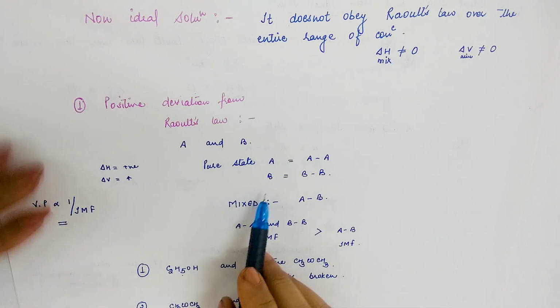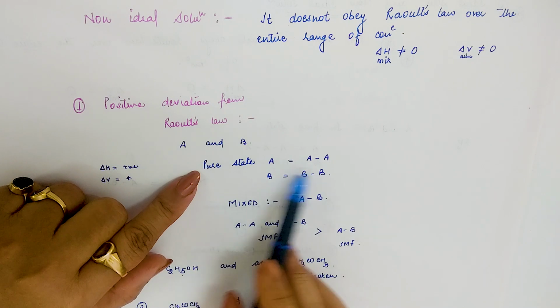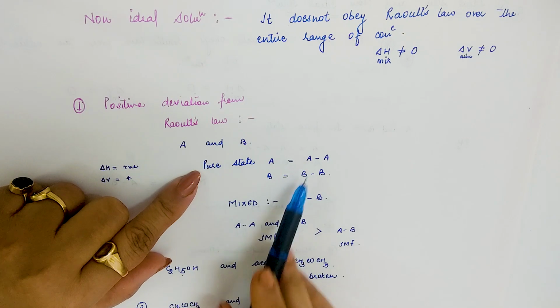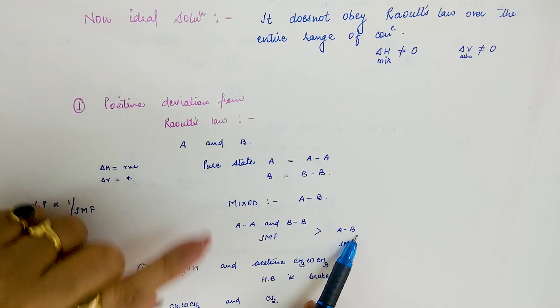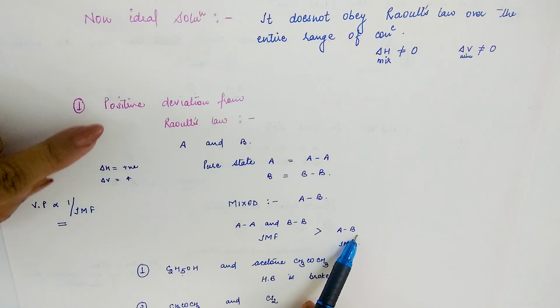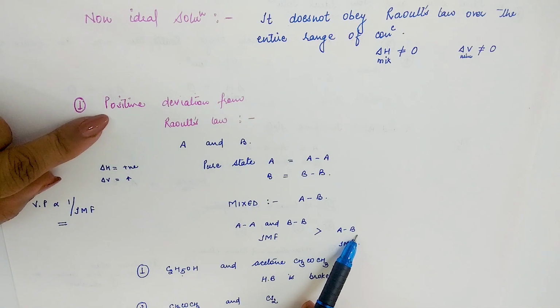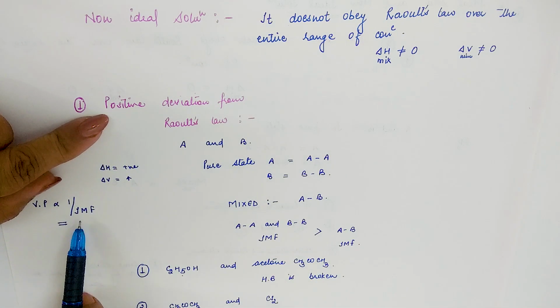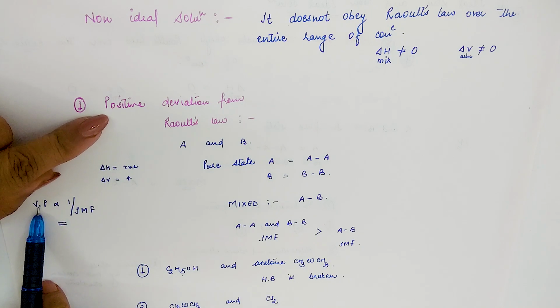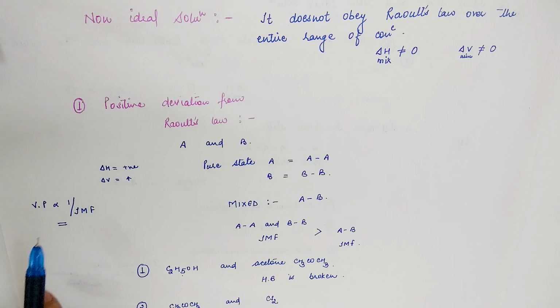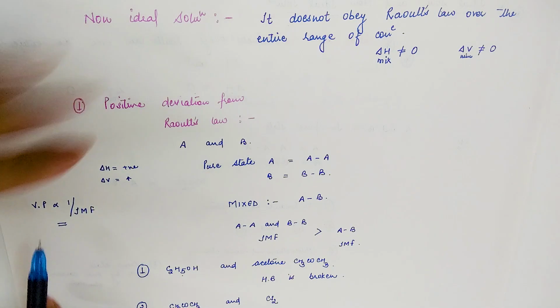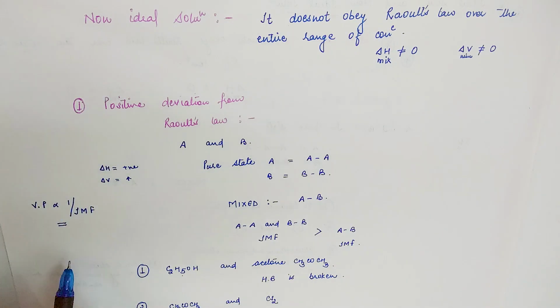Okay. In this case, when we are mixing A and B, the forces before they are mixed in the pure state are stronger than when they are mixed. Then the vapor pressure will increase and it will show which deviation? Positive deviation. Intermolecular forces get weakened, vapor pressure is increased, delta H becomes positive and delta V is also positive, or it is a higher value. Everything is higher, only the intermolecular force is weakened.